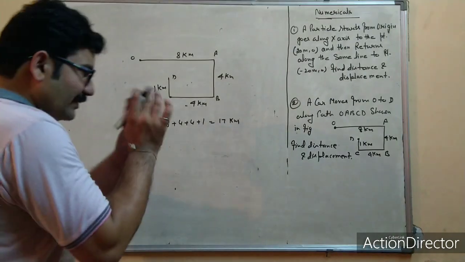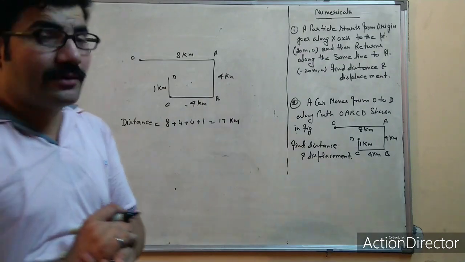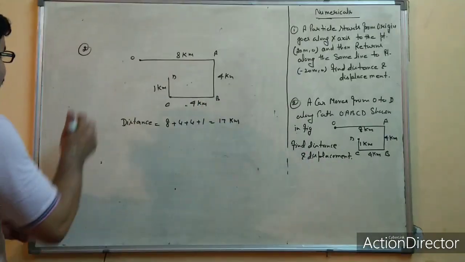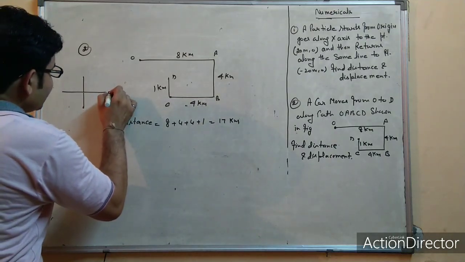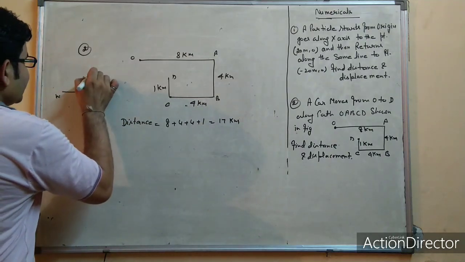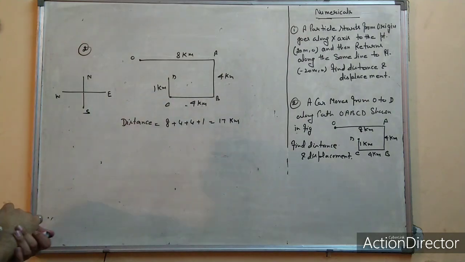Now what about displacement? For finding the displacement, you have to find direction now. So first of all, you have to make a direction axis. This is east and this is west, this is north and this is south. Now start.